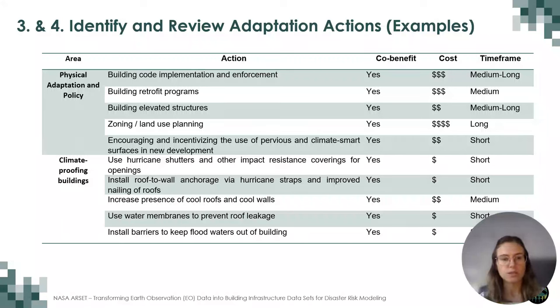So the other area that we mentioned was climate-proofing buildings. So here we focus on the building itself, for example, using hurricane shutters to cover openings. So in this way, the wind will not get in, and then it will be less affected. Also, if we're talking about heat, we can look at increasing the presence of cool roofs, cool walls, using water membranes if houses or buildings do not have them, to prevent roof leakage from flooding, from rainfall, for example, and installing barriers to keep flood waters out of the building. And we can also do a similar assessment on the co-benefits, costs, and time frame.